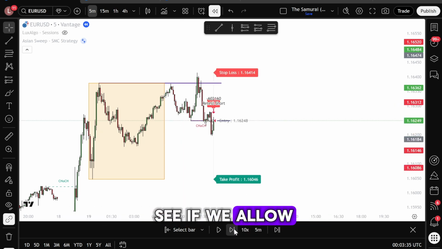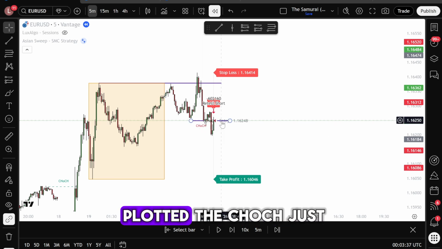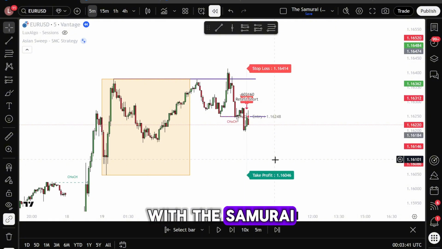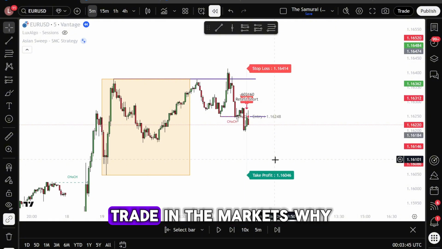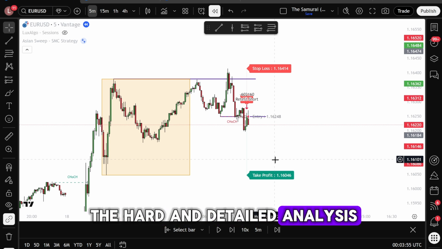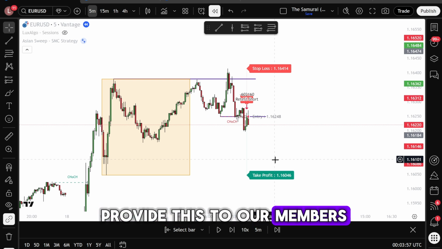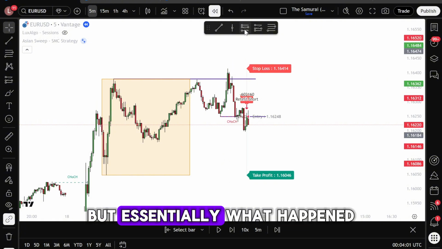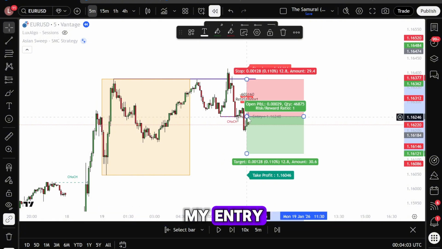So as you can see, if we allow this to play through, there you go, it plotted the CHoCH just underneath there, and that's obviously an automated CHoCH with the Samurai plug and play indicator that I use on a day-to-day basis to trade in the markets. Why? Because this was my manual strategy now coded into an algorithm that I can easily implement and view without having to do any of the hard and detailed analysis. And we then obviously provide this to our members, trade it every day within the community with everybody as well. But essentially what happened then was there was my entry.